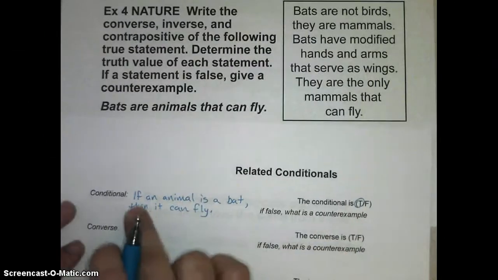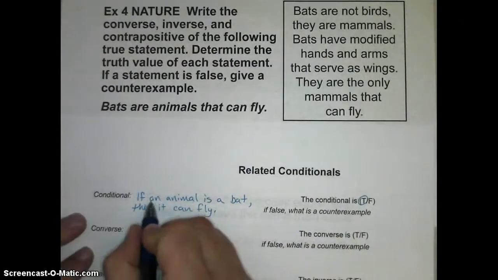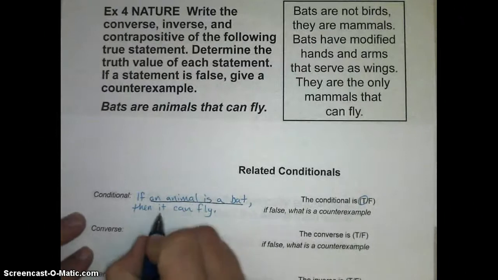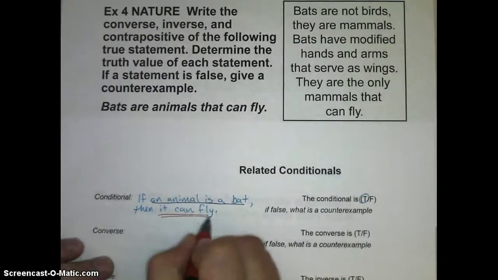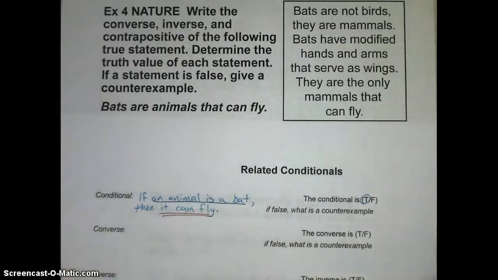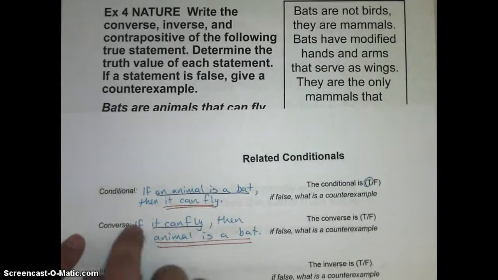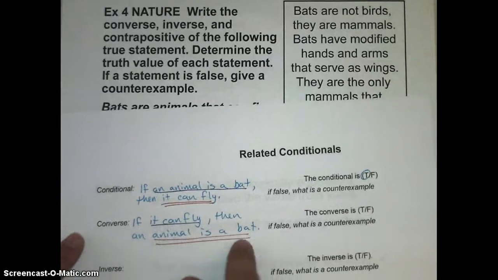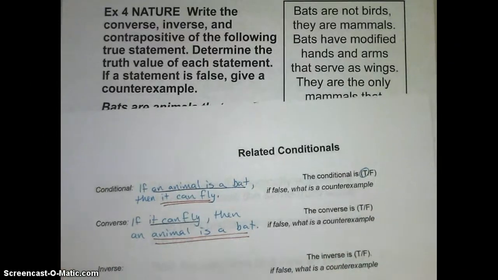The converse is where we will exchange the hypothesis and conclusion. Your hypothesis here is that an animal's a bat. It can fly is your conclusion. So we're going to exchange those. We're going to say, if it can fly, then an animal is a bat. Or you could also say, if an animal can fly, then it is a bat. We'll talk about truth and false values of these in just a moment.